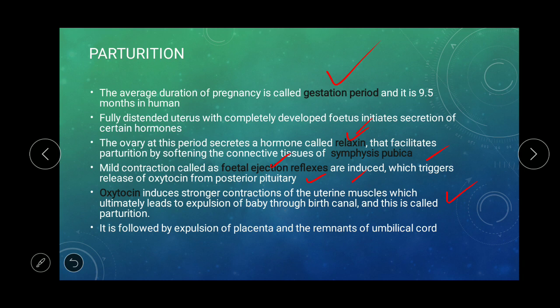And what happens when it is inside the womb? The placenta is responsible for the transport of the respiratory gases, but after the baby comes out of the womb, it will start its own breathing.